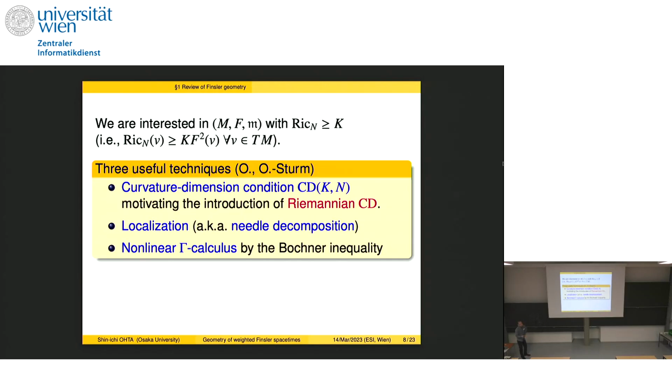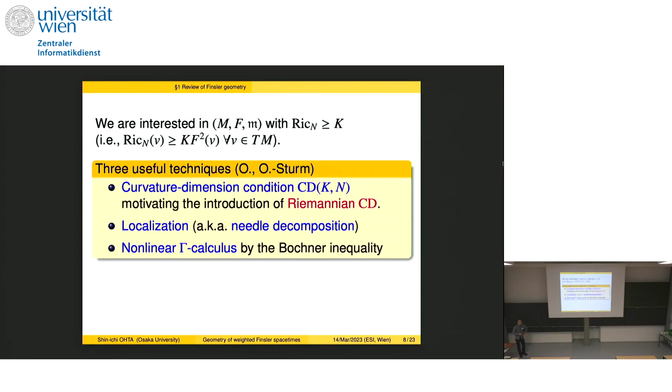Yeah. And actually we can show isometric splitting by using Riemannian curvature dimension. And also localization, or of course needle decomposition, is a very useful, interesting technique. It also extends to the Finsler case, and also the gamma calculus.